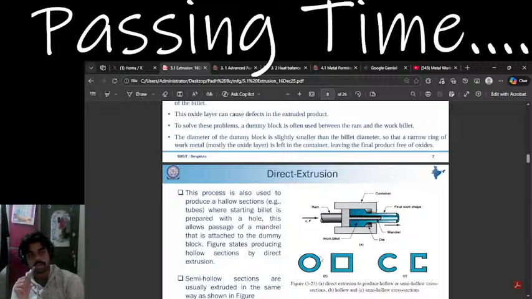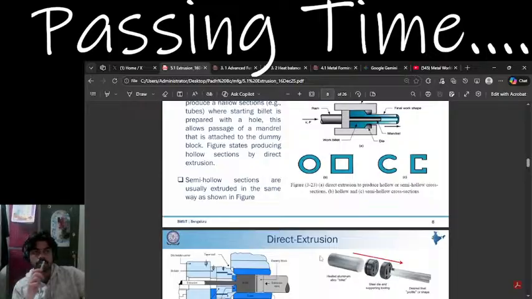This process is also used to produce hollow sections, where the starting billet is prepared with a hole. This allows the passage of a mandrel, which is attached to the dummy block. When it is attached to the dummy block, the figure shows it producing a hollow section. Semi-hollow sections are also produced the same way.